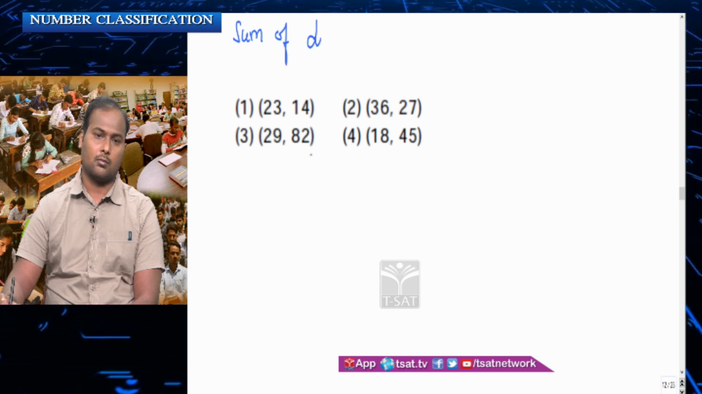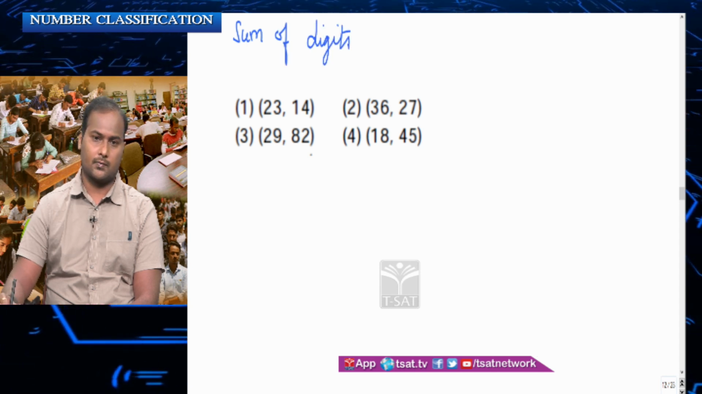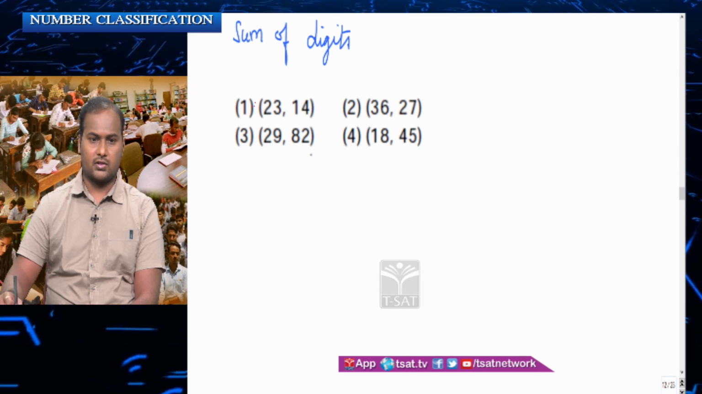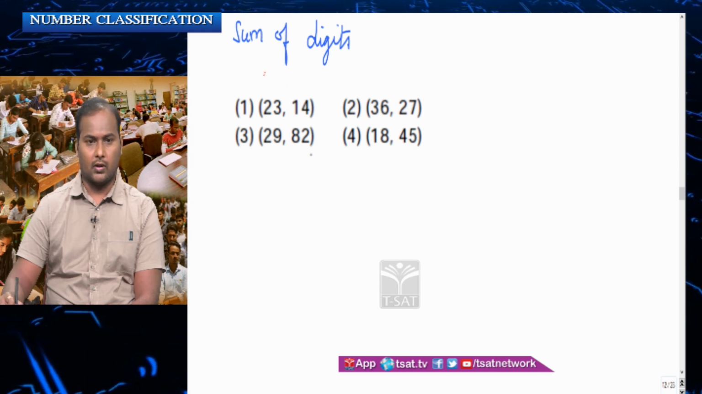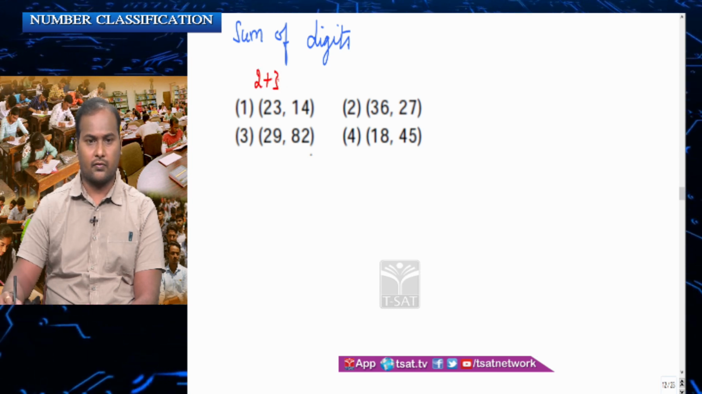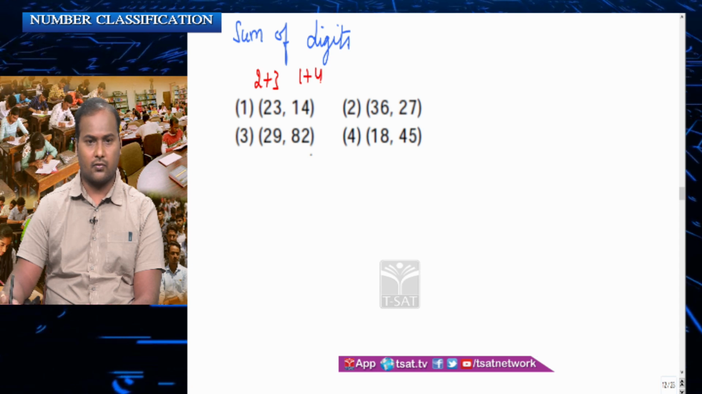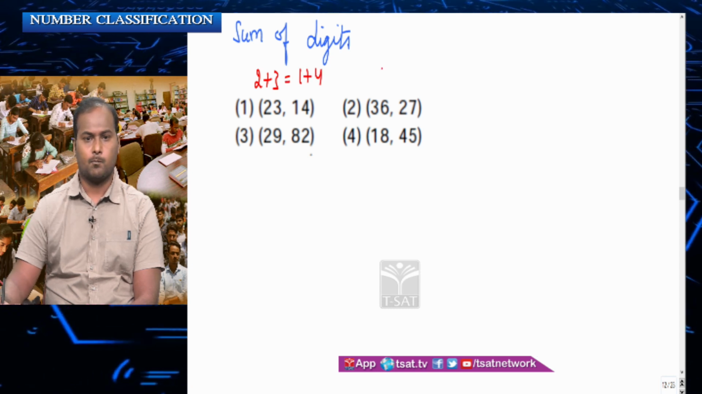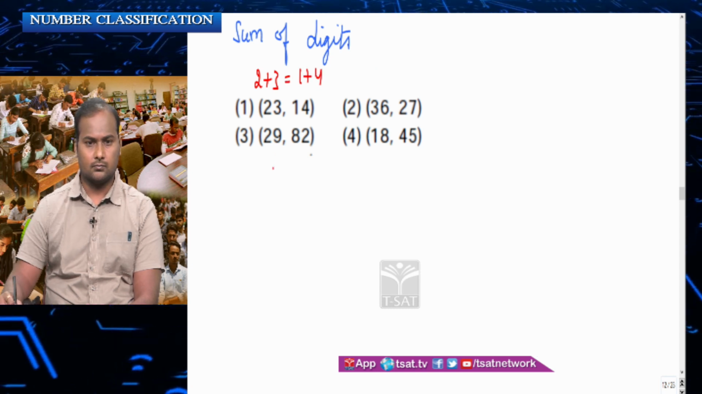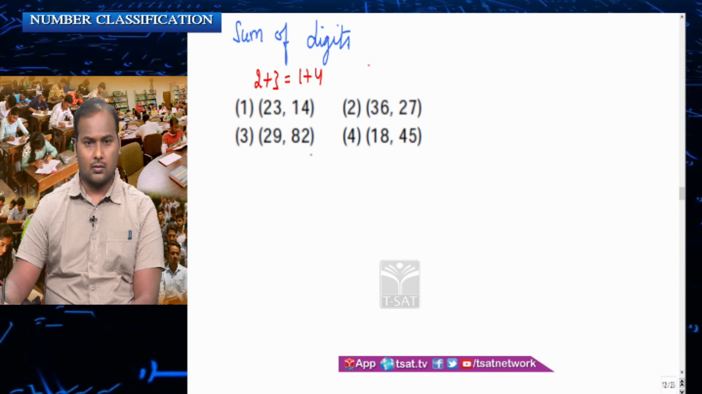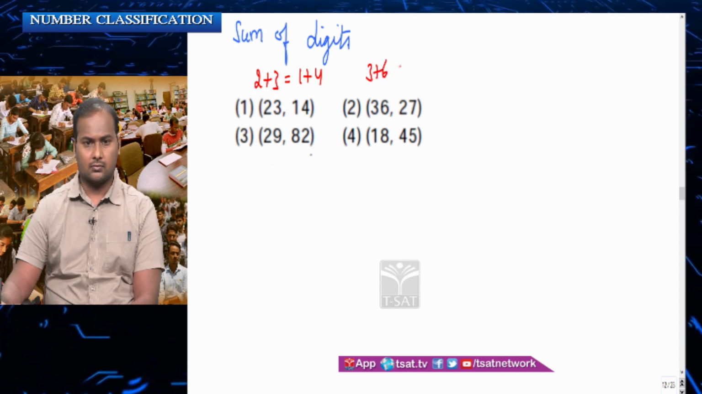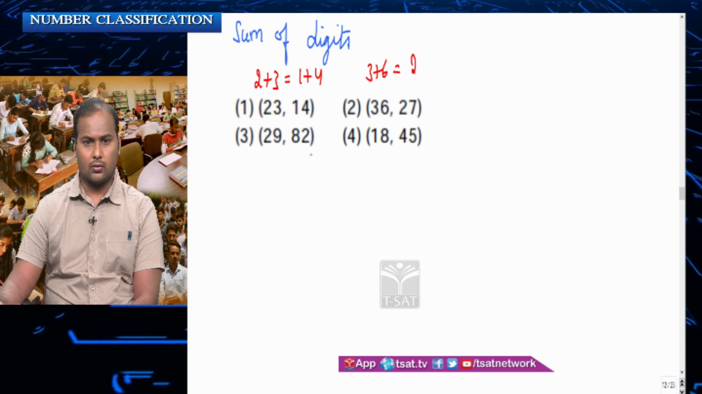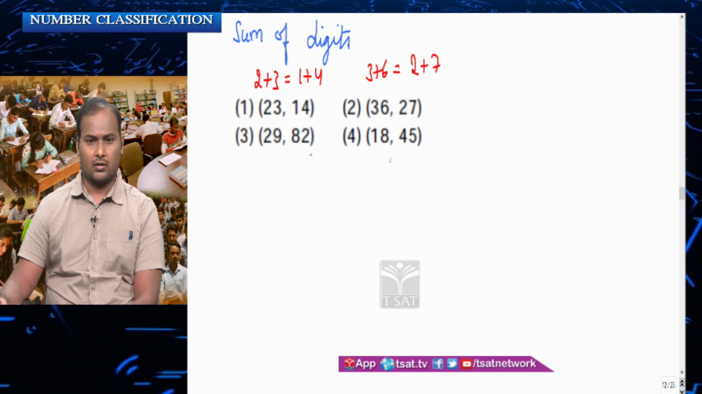Then we have to check the sum of digits. Now let's check with the sum of digits. 23, 14. So 23 I can write like 2 plus 3 is 5. In the same way, 1 plus 4 is also 5. In the same way, 3 plus 6, 9 is equal to 2 plus 7 is also 9.